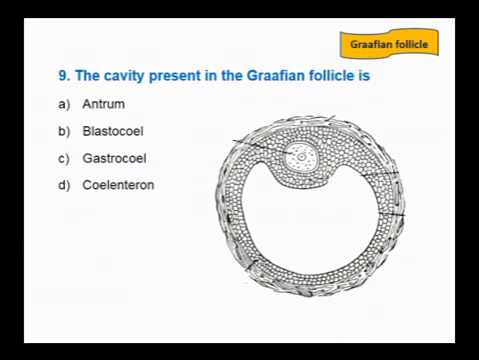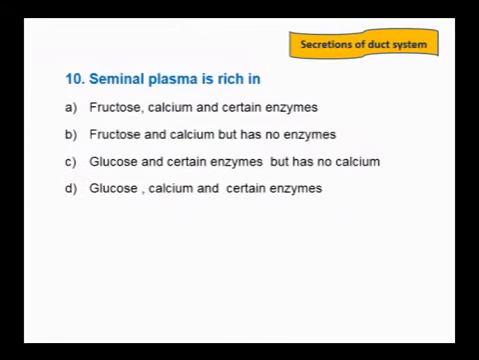The cavity present in the Graafian follicle is. It is talking about the Graafian follicle structure. This is called theca externa, and this we call theca interna. This is called membrana granulosa. This we call cumulus oophorus. This enclosed the secondary oocyte. The cavity present in it is called antrum. A direct question. So therefore the correct option is A.